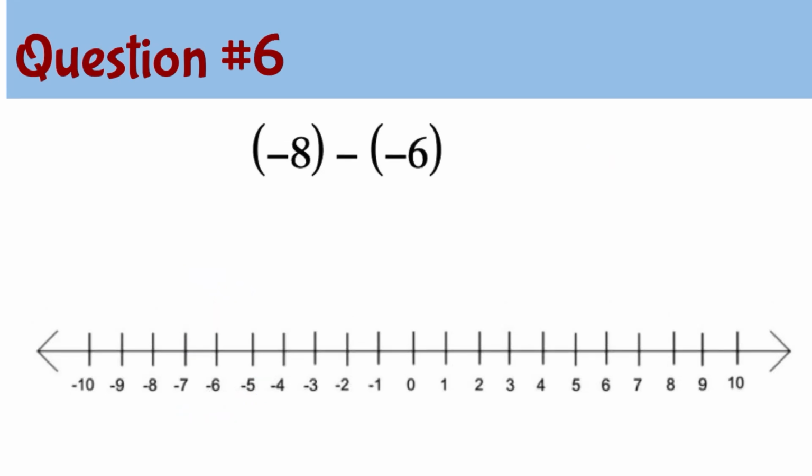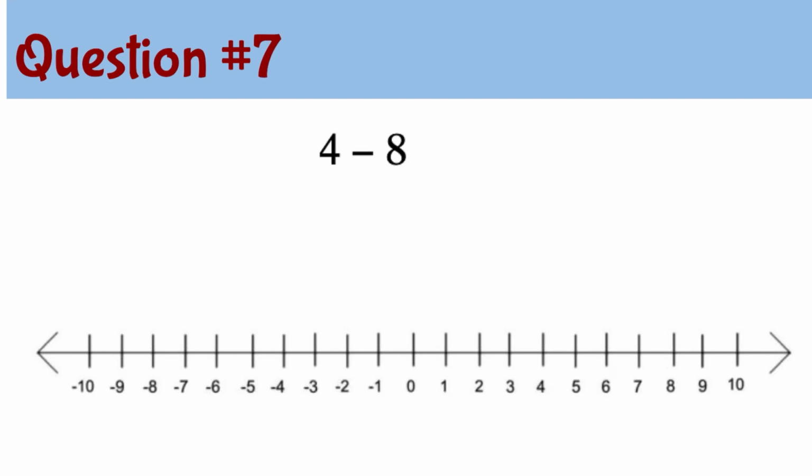Question number 6. Negative 8 minus negative 6. For this question, we're starting with negative 8. And since we're subtracting a negative number, this means that we're moving to the right. So for this question, we need to move 6 units to the right. 1, 2, 3, 4, 5, 6. So the answer is negative 2.